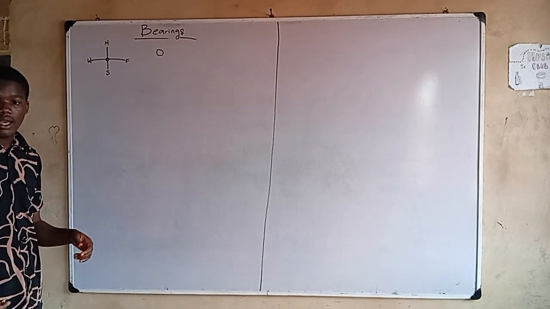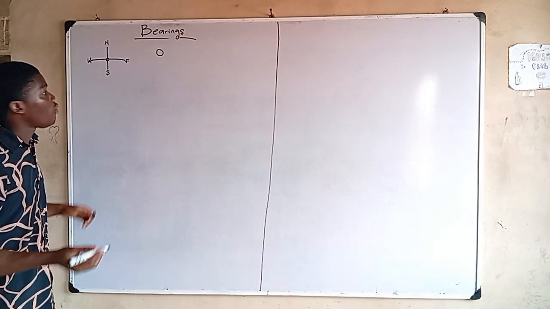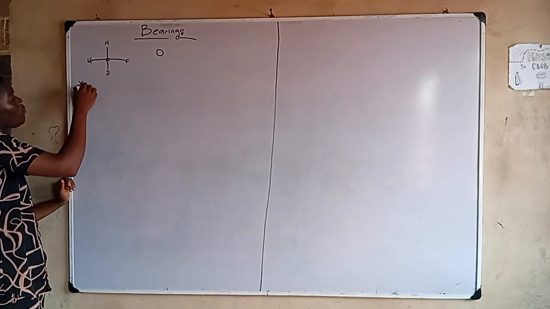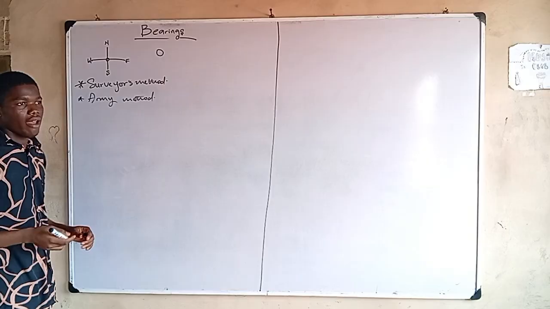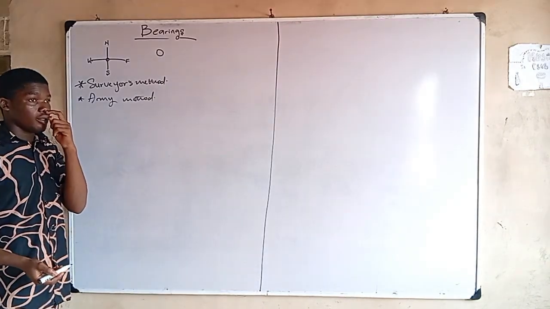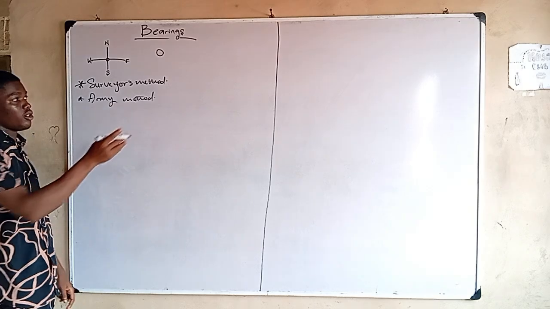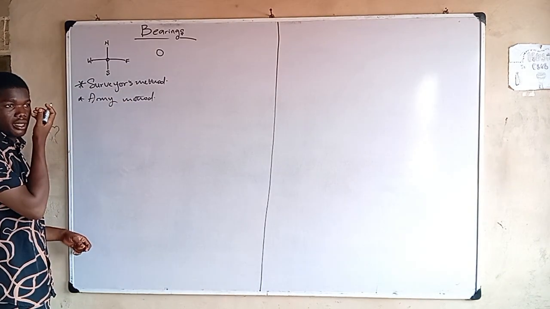Now, in bearing, there are two types of bearing. It's not all bearings that are the same. Number one, we have the surveyor method, and number two, the army method. Their questions are very different. The major difference between the surveyor method and the army method is in their questions and how their question is aligned.